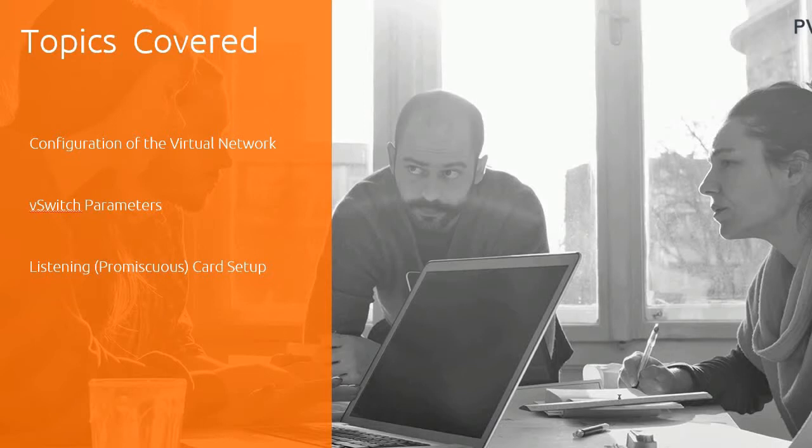So the topics that we're going to cover here are the configuration of the virtual network, the VSwitch parameters themselves, and configuring and setting up the listening promiscuous card. Let's start with the configuration of the virtual network. And in our example, we're going to be using an ESX server with 8 physical ports.